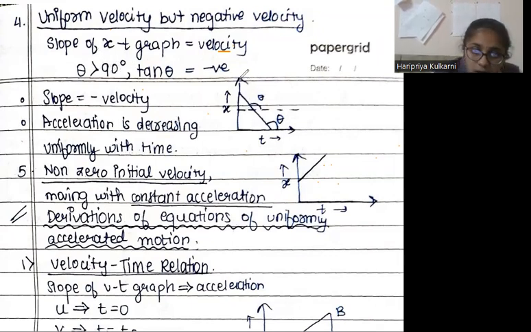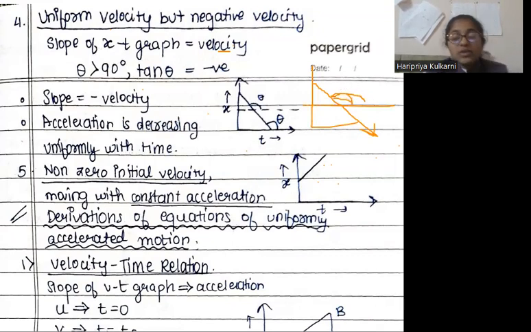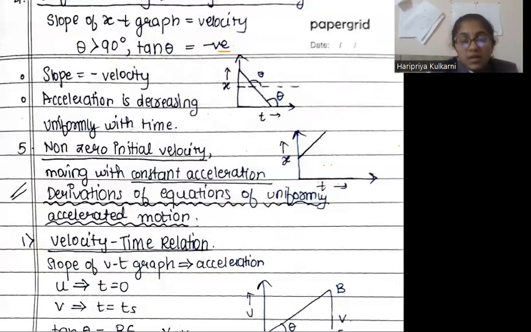See, here, when the velocity is negative, of course, the graph will go downwards, right? So, when the graph goes downwards, its angle made is of course more than 90, right? This is an obtuse angle, more than 90. So when we talk about tan theta and theta is more than 90, then we will get the value as negative. So here the slope is negative velocity, and acceleration is decreasing uniformly with time.